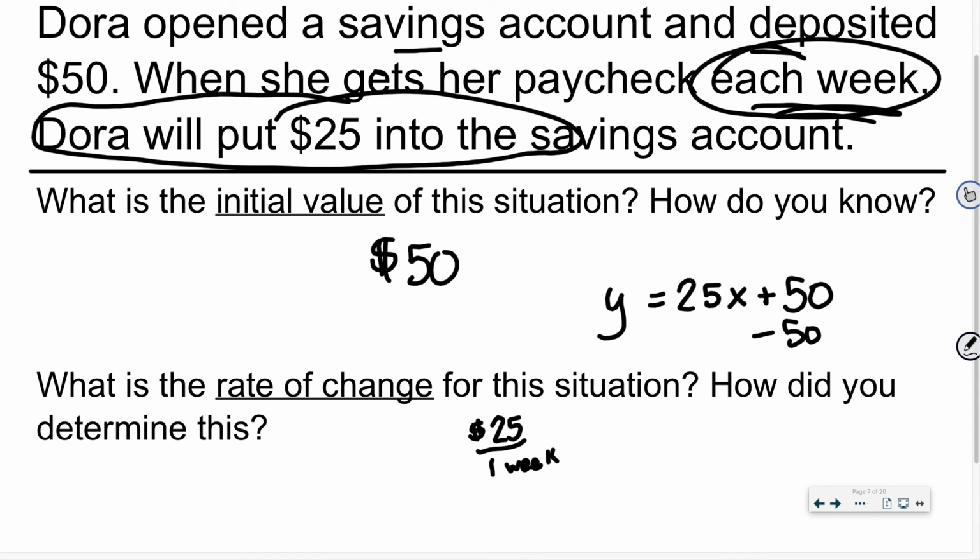Now let's say instead of that, the question was, here's Dora and her situation. After 11 weeks, how much money would she have saved? I want to say Dory so bad, but it's Dora. What would I do there? You need to substitute x for 11. I could replace the number of weeks with 11, and then we could calculate. So that's how we can use the function to answer questions.